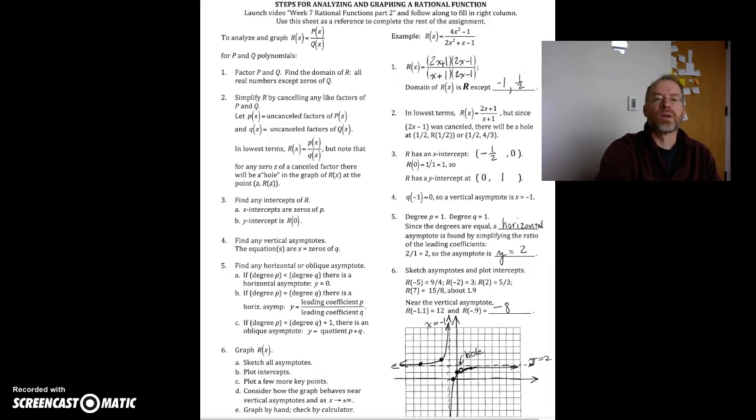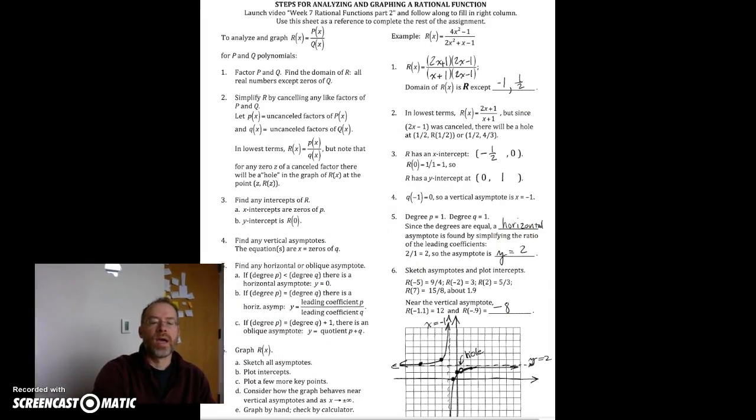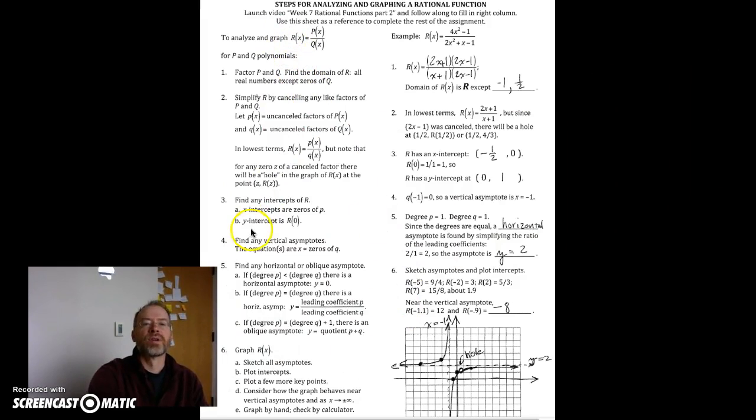Okay, so let's fill out this right-hand column now and go through the steps for a specific example. So I've given the example here of rational function r of x equals (4x squared minus 1) over (2x squared plus x minus 1). Start by factoring both p and q. First step, factor everything in sight. And then we can see the domain.